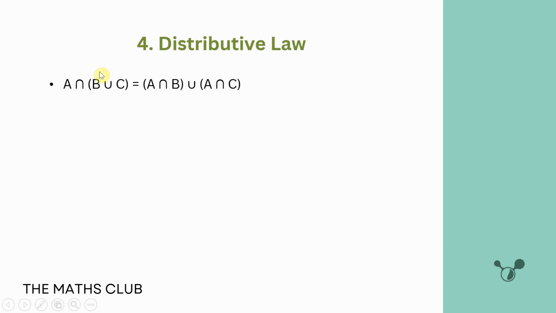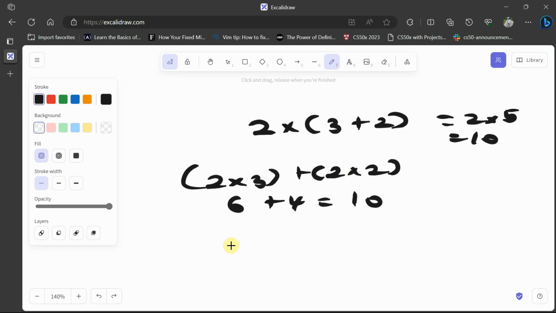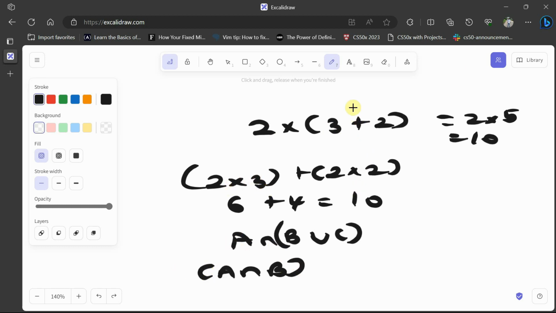If we bring the same thing to light here, we have A intersection B union C. All we're doing here is A intersection B union A intersection C. If we compare this to this, I said this is A intersection B union C. So just like I said, 2 times 3, I will say A intersection B, and then the operator here, which is the union, then 2 times 2, which is A intersection C. So that's basically it about this particular operation.